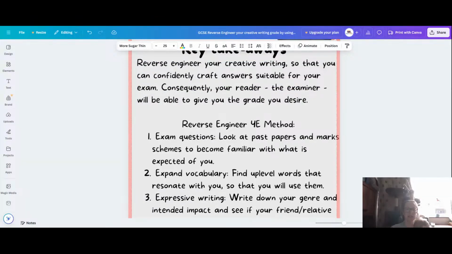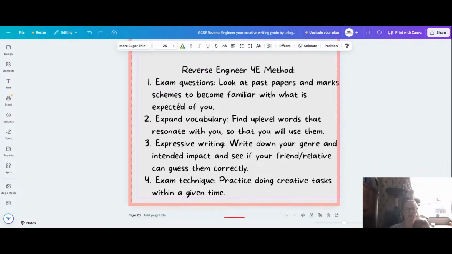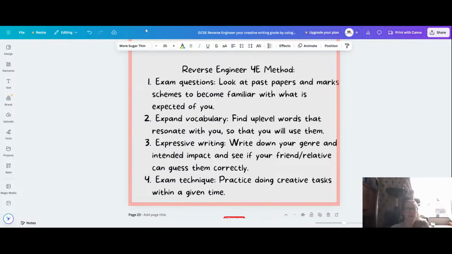So key takeaways then. So reverse engineer your creative writing so that you can confidently craft answers suitable for your exam. Consequently, your reader, the examiner, will be able to give you the grade you desire. So a grade 9 if that's what you're striving for. So reverse engineer the 4E method. 1, exam questions. Look at past papers and mark schemes to become familiar with what is expected of you. 2, expand vocabulary. Find up-level words that resonate with you so that you will use them.